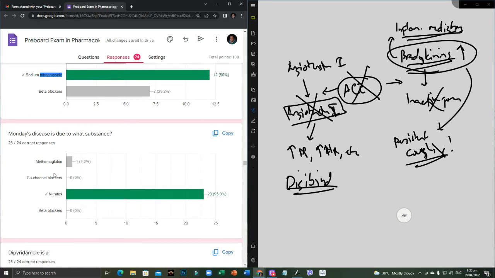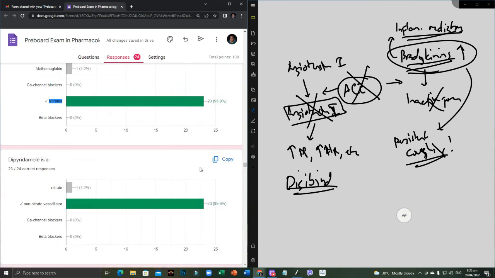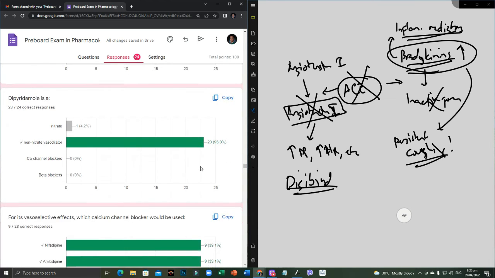Monday's disease is due to what substance? Everybody knows this, it's nitrates. Dipyridamole is, very good, a non-nitrate vasodilator. Not only that, dipyridamole can also be an antiplatelet drug. Okay, it can also be used as antiplatelet.